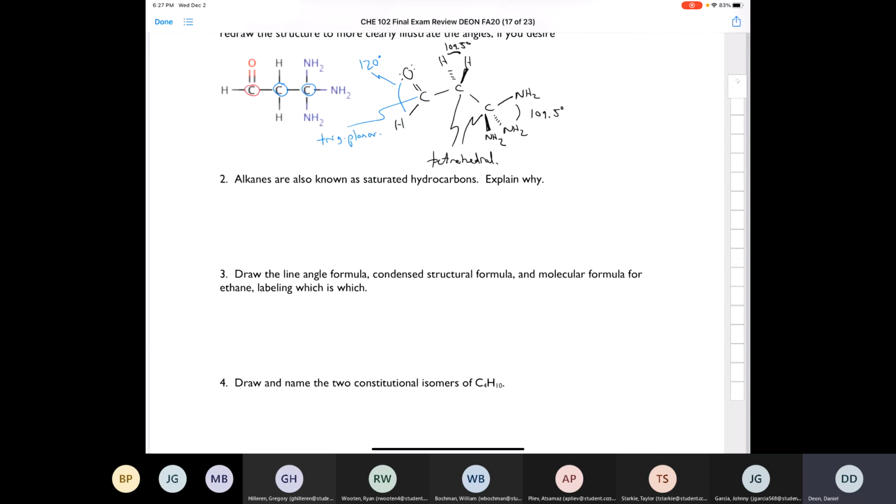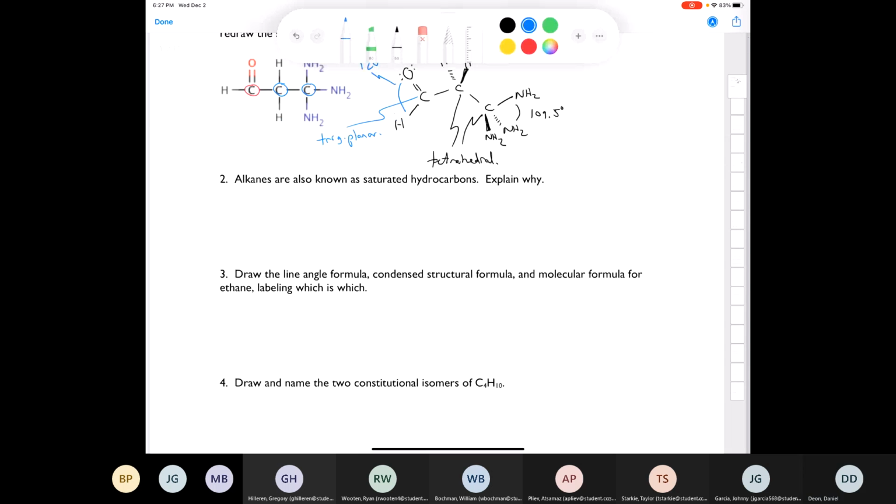Question number 2. Alkanes are known as saturated hydrocarbons. Explain why. Well, if you think about it, an alkane has a generic formula of CnH2n+2, like that. This is the maximum number of hydrogens per carbon atom, right? So that's why they're saturated.